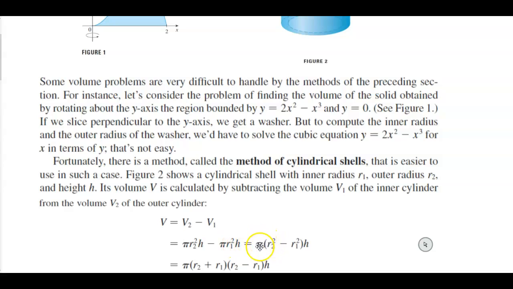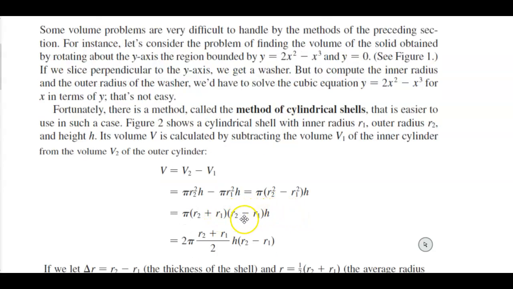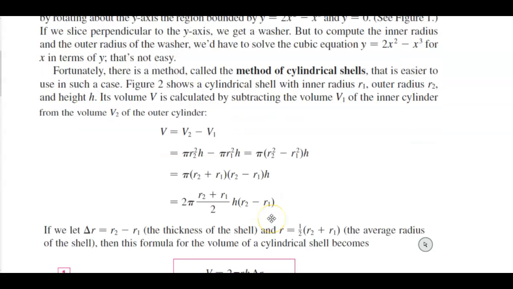You can factor out the pi and the h, and what's left is r2 squared minus r1 squared. This is a difference of squares, so we can factor it. So now we have pi times (r2 plus r1) times (r2 minus r1) times h. Then we get the following, and that's the reason why you see 2 pi times (r2 plus r1) over 2 times the height times (r2 minus r1).